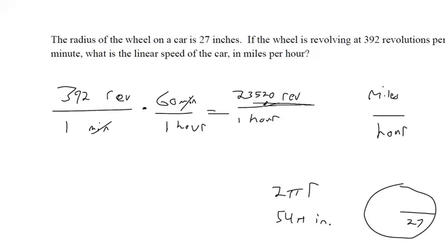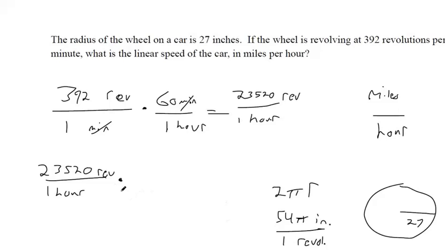So we want our revolution units to cancel out because we're trying to have miles for our final answer. So 23520 revolutions per minute is where we were at. I'm going to multiply this by, look, this is 54 pi inches for 1 revolution. Okay, so I want revolutions to be in the denominator so that they can cross cancel just like we did in that other problem. So 1 revolution is 54 pi inches. And then we're closer. We got things out of circle terms.